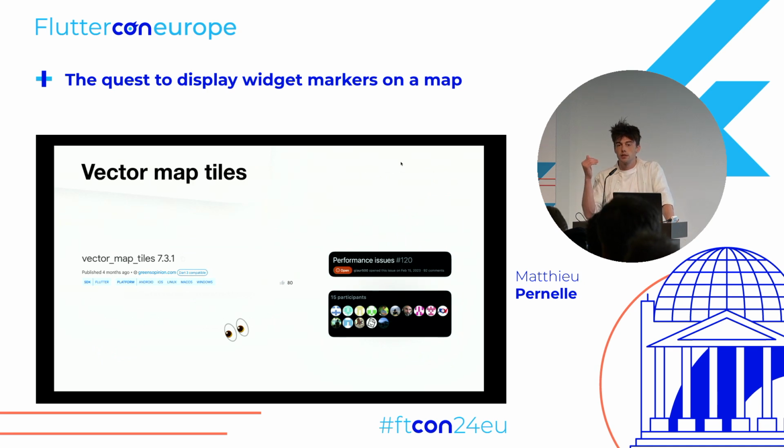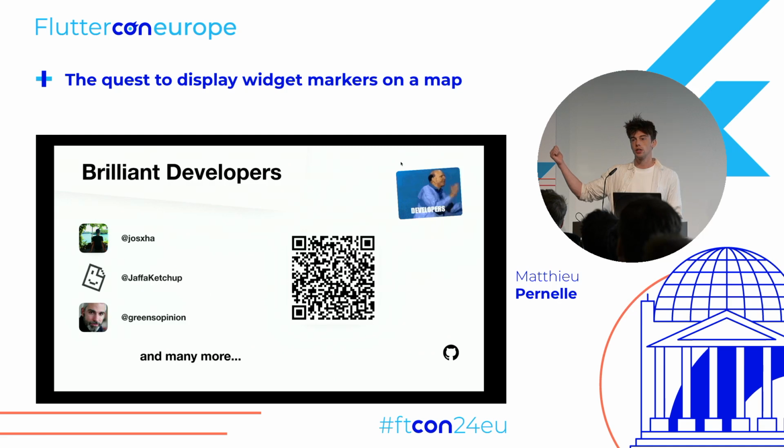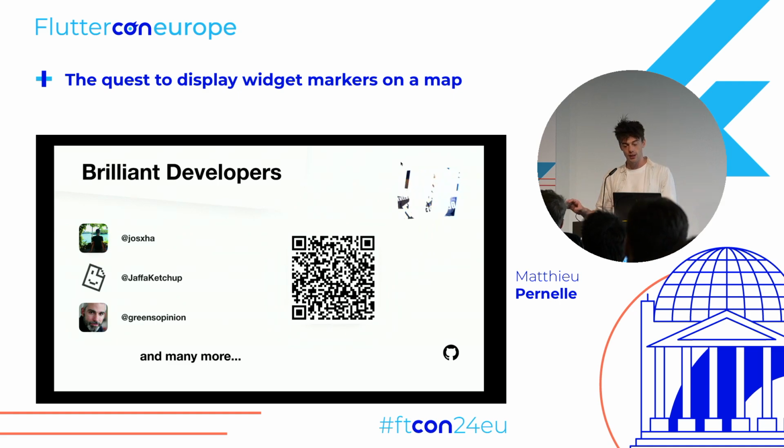The problem is that FlutterMap is only able to display raster images for tiles. Luckily, there is a plugin, Vector Map Tiles, that can do that, but there are real performance issues, and right now it's not ready for production. But the performance issue on GitHub is really interesting. There are a lot of brilliant developers that are discussing many solutions to solve this problem. If you scan the QR code, you can subscribe to this issue and you will see that a lot of cool stuff is happening here.